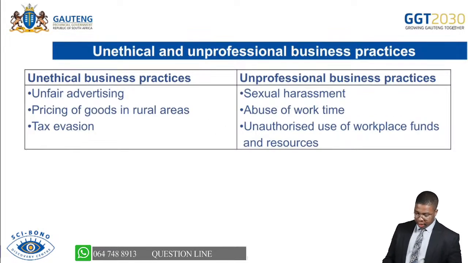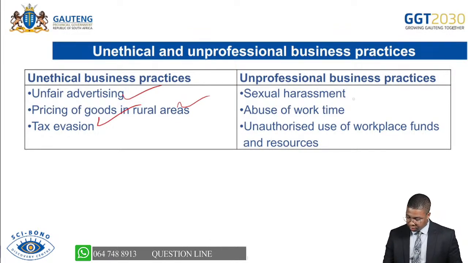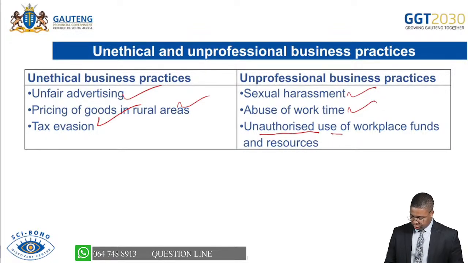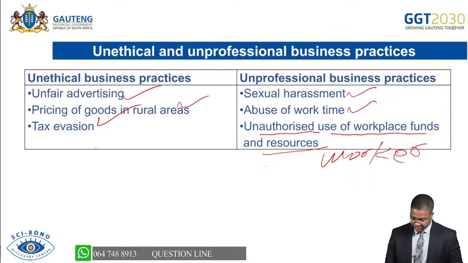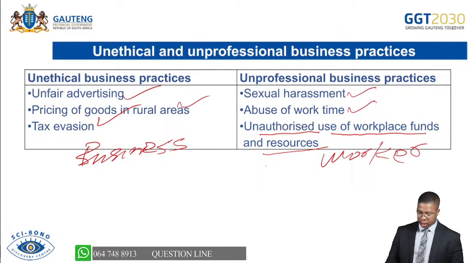Then now we look into unethical. Unethical, we have the three. Unfair advertising is unethical, pricing of goods is unethical, and tax evasion is unethical. But when we look into unprofessional, we have what? Sexual harassment, abuse of work time, unauthorized use of workplace funds and resources. This is unprofessional. This is what the worker is not supposed to do. But unethical, this is what the business is not supposed to do because it is not allowed, it is not right.